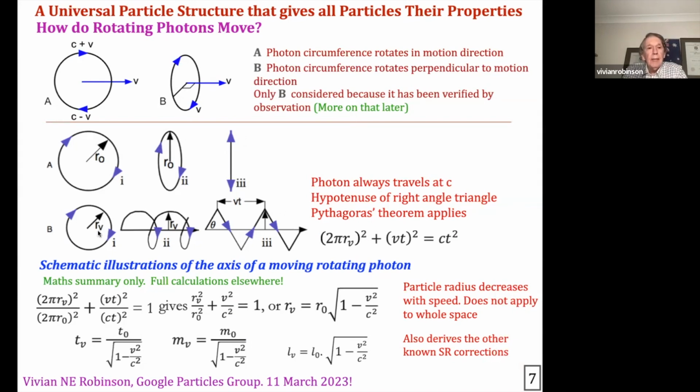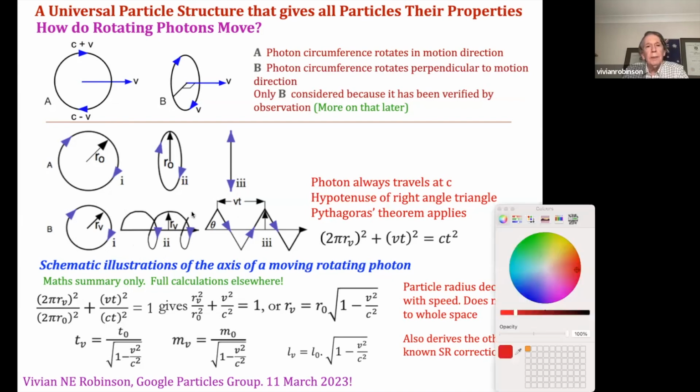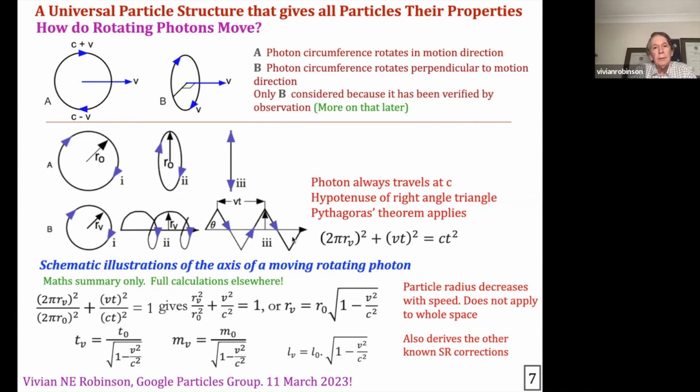Now, when the photon particle moves, viewed end on, it's still just seen as a circle, but viewed obliquely, it'll be seen to spiral its way through. And finally, when viewed side on, it will just be like a stretched string. Now, in all of these situations, the axis of the photon is traveling at c. This makes it the hypotenuse of a right-angled triangle, and we can just apply Pythagoras' theorem.